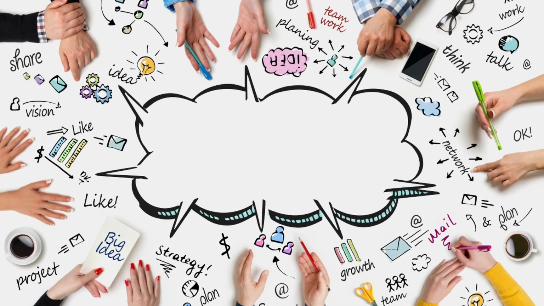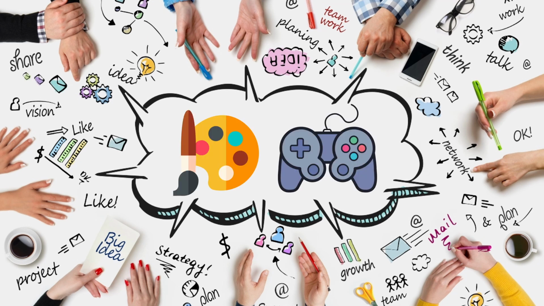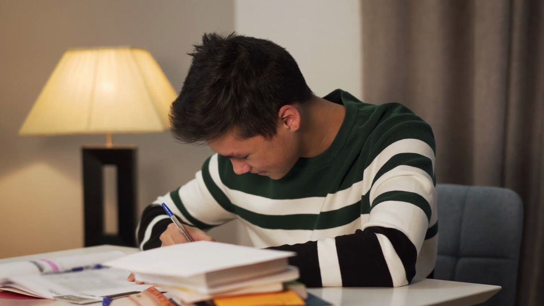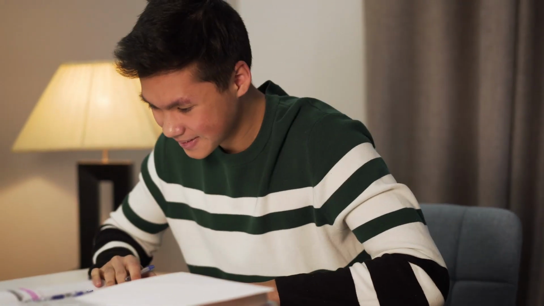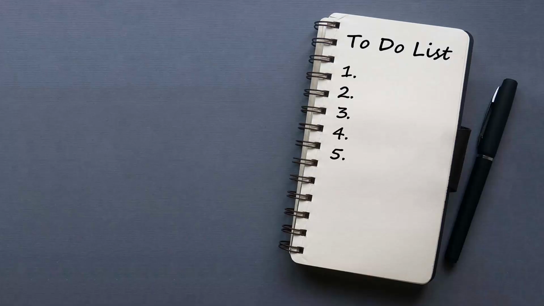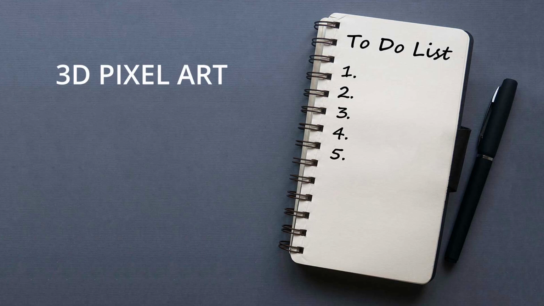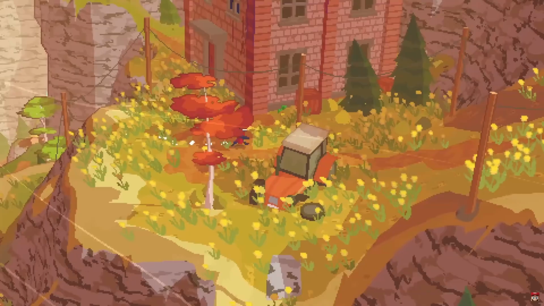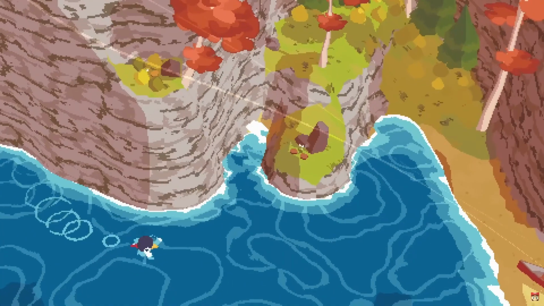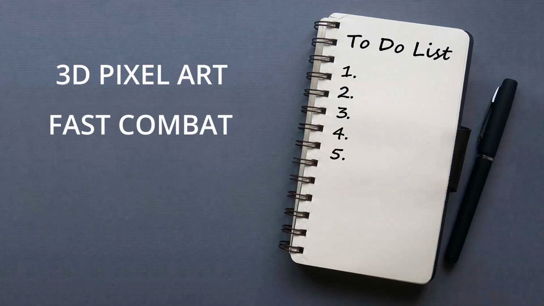I began brainstorming some ideas and getting inspired by other games, talking about art and features. I wrote everything on a sheet, and after some time spent thinking of what I would like to do and if it was achievable, I came up with two main goals: a 3D pixel art style like in A Short Hike, and a great and fast combat system like in Hades.